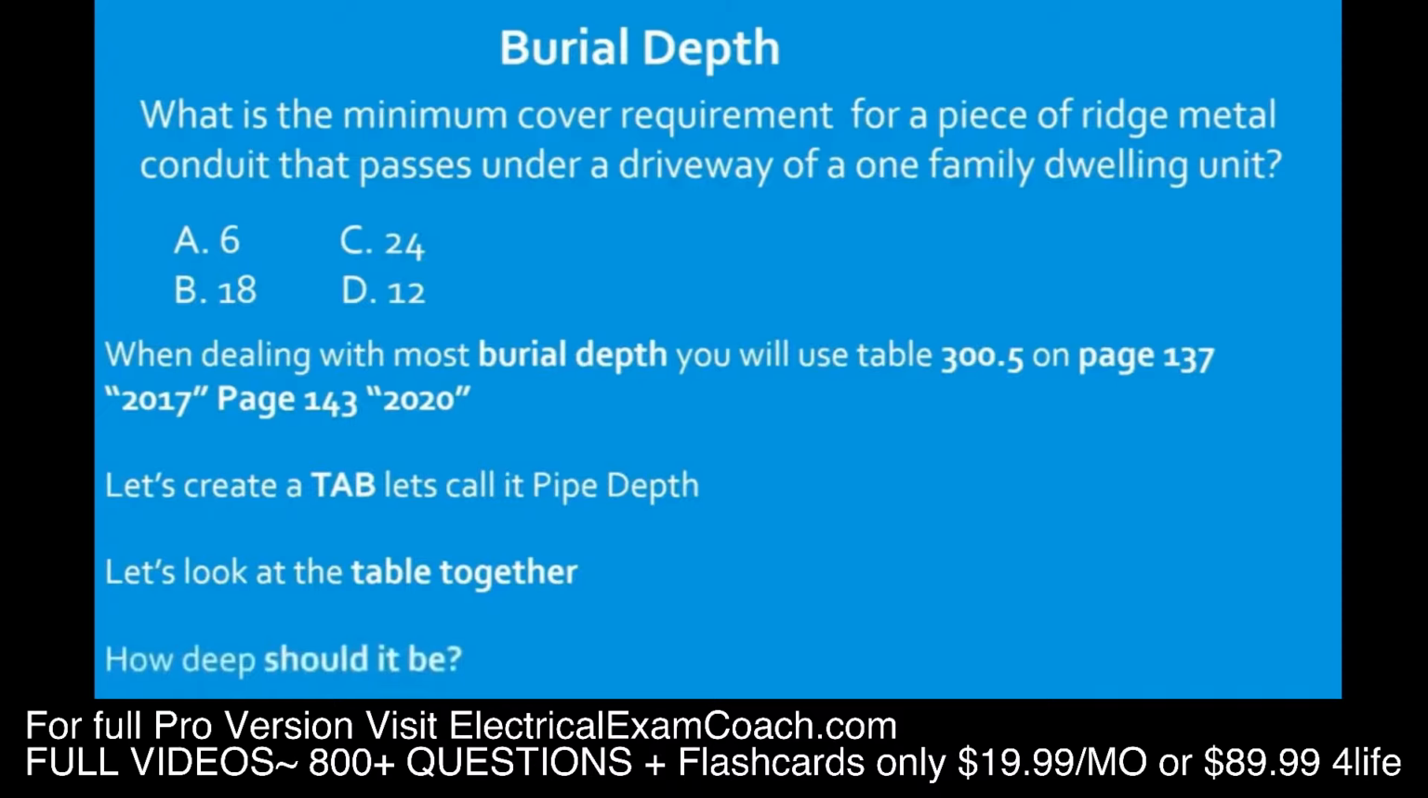So how deep should ours be? We start on the left, and we look under 1 and 2 family dwelling unit driveways. Now we're going to come over and we're going to tee off with rigid metal conduit, which is column 2. We're always going to be using the inches in the United States, and we're going to find out that it's not required to be deeper than 18 inches. Now that's to the top of the pipe. So from the top of the pipe to grade, whatever the finished grade is, it is allowed to be not less than 18 inches deep.